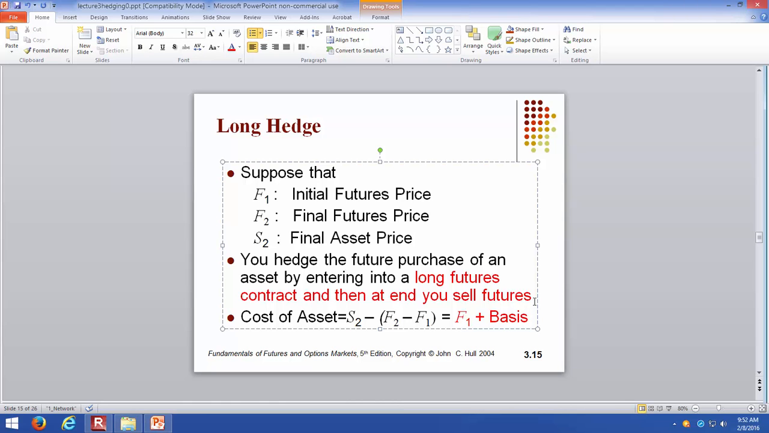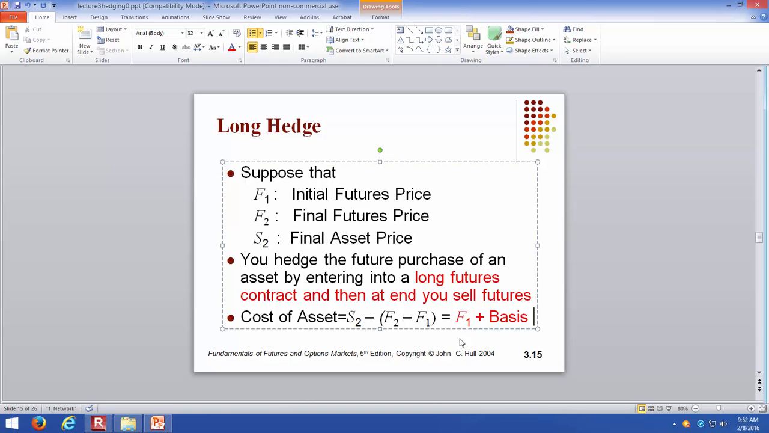It tells you, if let's say you are Southwest, how much did it cost you to buy the oil? If you are McDonald's, how much did it cost you to buy the coffee, the milk, and so on? Okay, so that is your effective cost. That is going to be the S2 minus F2 plus F1. So S2 minus F2 is that basis. The S2 minus F2 is basis at T equals 2.